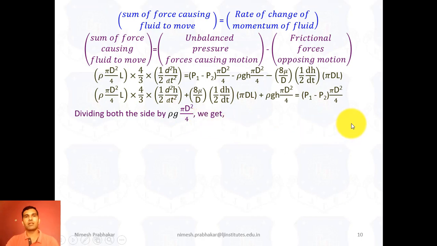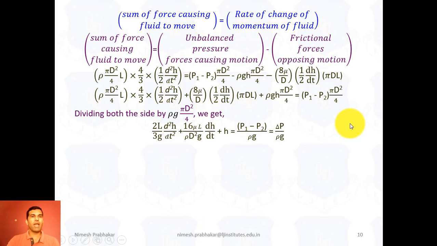So finally we get the equation as 2L upon 3g d square h by dt square, plus 16 nu L upon rho d square g into dh by dt, plus h equals P1 minus P2 upon rho g. But we know P1 minus P2 is nothing but delta P. So we write here delta P upon rho g. So now this is a second order equation for the U-tube manometer.